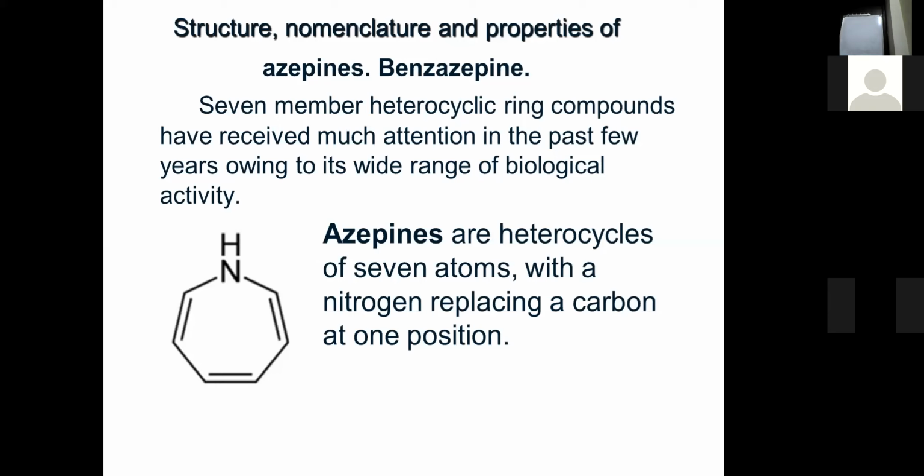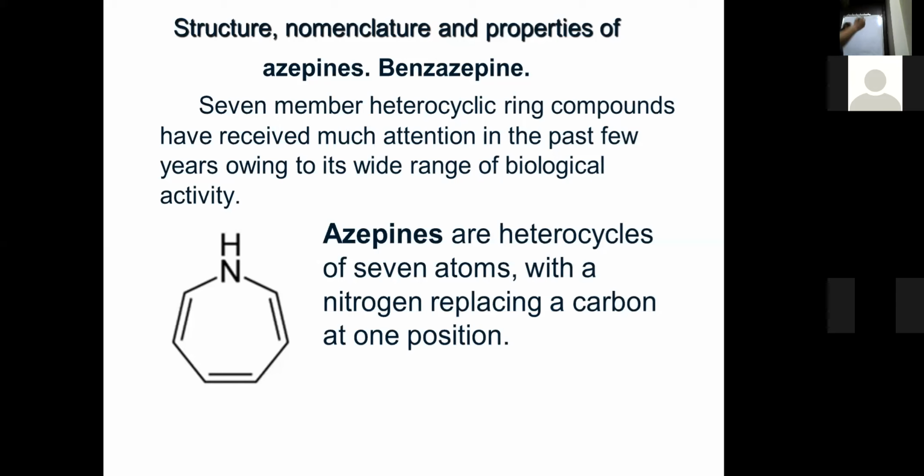Azepines are heterocyclics of 7 atoms with a nitrogen replacing a single carbon. So when one carbon is replaced by a nitrogen in a 7-membered ring, it is known as azepine. So what are azepines? They are nothing but 7-membered heterocyclic compounds where one of your carbons is replaced by a nitrogen.